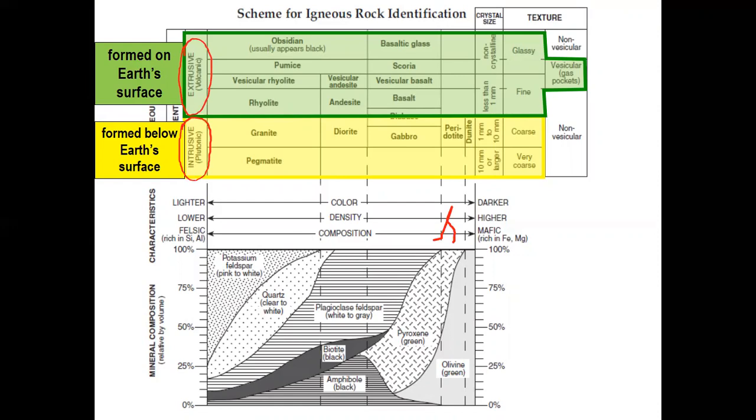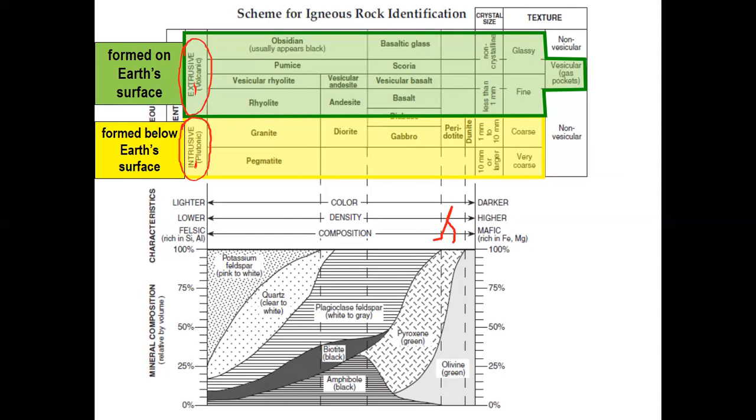Basically, what you want to realize here is that extrusive means on Earth's surface, and intrusive means below Earth's surface. I like to think of it this way. If I look at the word extrusive, it looks like exit, and I think about it as exiting the interior of Earth and going onto Earth's surface. You can also look at the in in intrusive, and think of it as inside Earth's surface is where it's going to be formed.